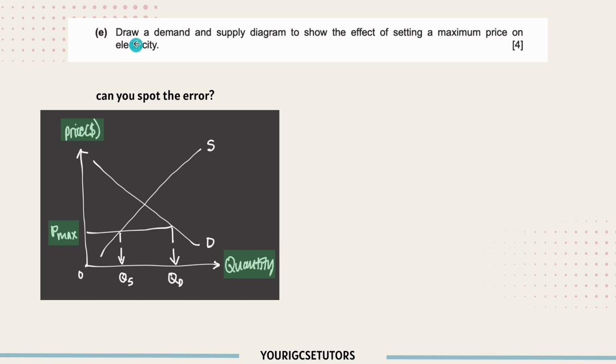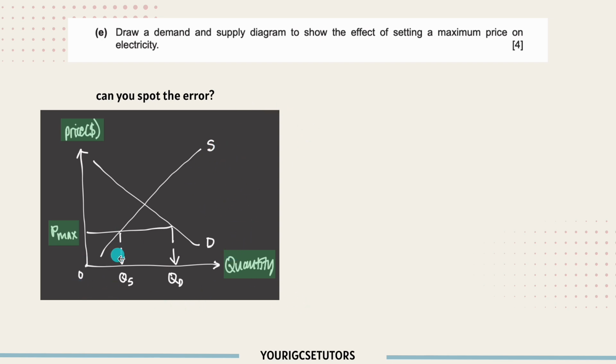Okay, part E. Draw a demand and supply diagram to show the effect of setting a maximum price on electricity. Now I'm showing a pretty good diagram, I would say, but it's missing a few parts. What's pretty good about this diagram is that they label all the axes, so the price and the quantity are both labeled correctly. And then the demand and supply diagram is obviously drawn correctly and labeled correctly.